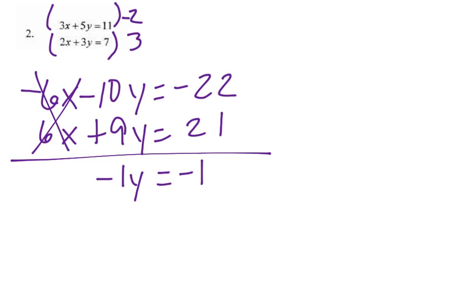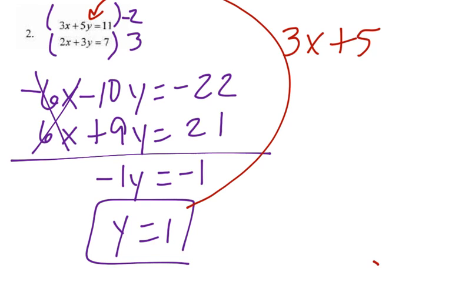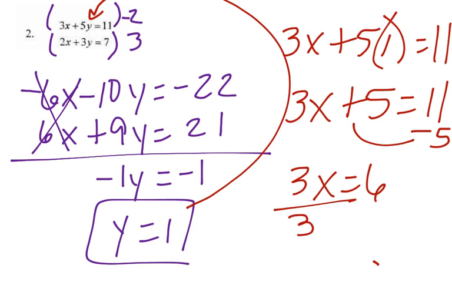If negative y is equal to negative 1, I'm going to have to change all my signs, and so y is equal to a positive 1. Take that answer and put it in for y. So 3x plus 5 times 1 equals 11. 3x plus 5 equals 11. Bring this 5 over and subtract it, so 3x is equal to 6. Divide by 3, and x is equal to 2.